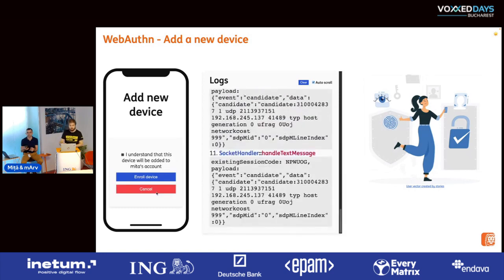You can see he's already logged in and connected. So after he inputs the code, I receive here a prompt. It says, I understand that this device will be added to Mița's account. And I really have to prove that there's a person behind this intent.